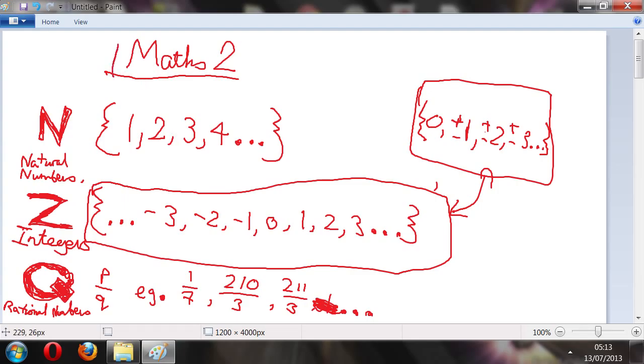Really what I wanted to say here was just like this: set N is natural numbers and it consists of all whole numbers from 1 right the way through, dot dot dot. So as far as the eye can see.